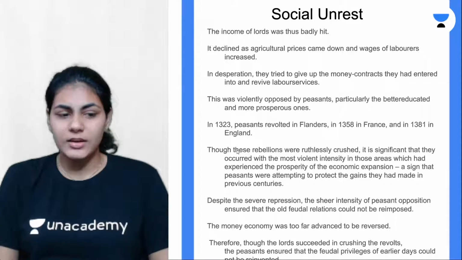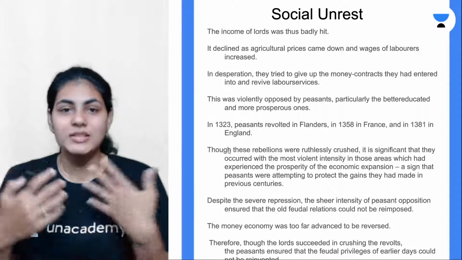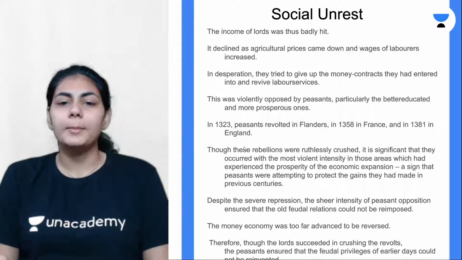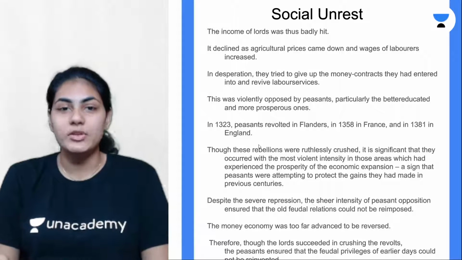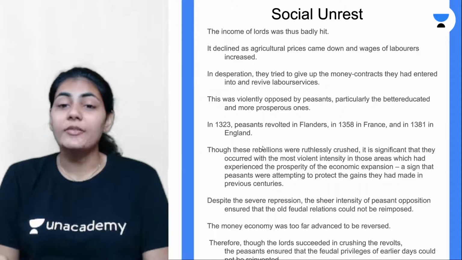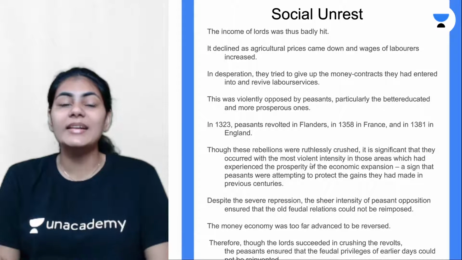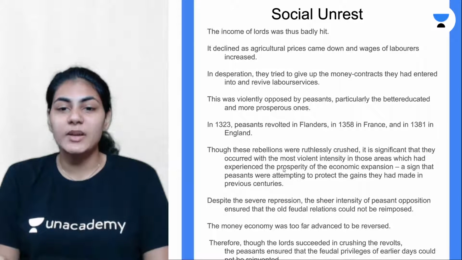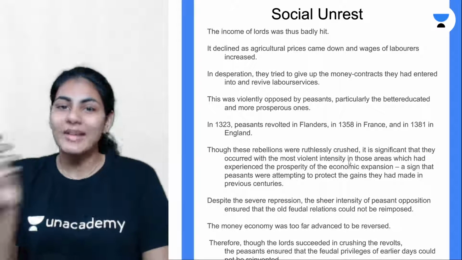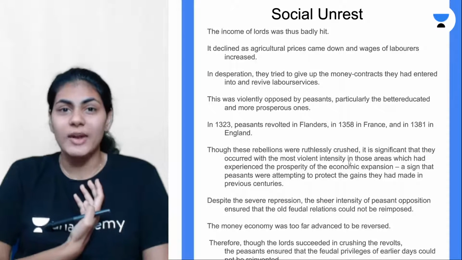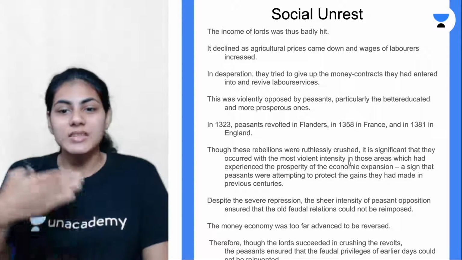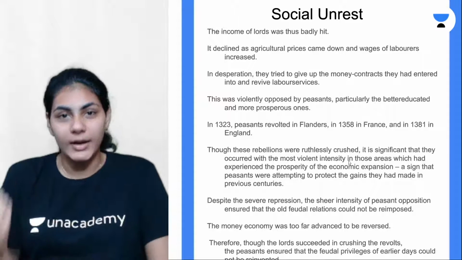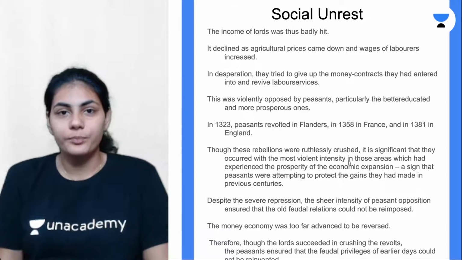Cool. So whenever peasants rose in revolt, that doesn't mean they were successful, because lords still had the military under them, or lords still had that much power to crush these rebellions, right? In fact, they were sometimes ruthless. So it is significant that they occurred with the most violent intensity in the areas which had experienced the prosperity of the economic expansion. Whichever areas were flourishing a lot because of economic expansion, those are the same areas where violent means were adopted in the 14th century, right?